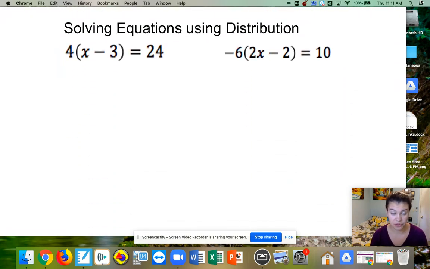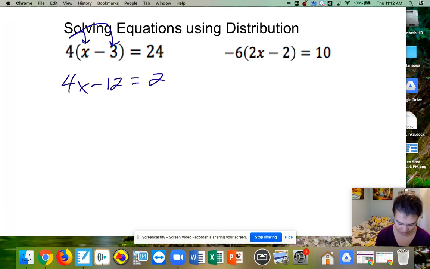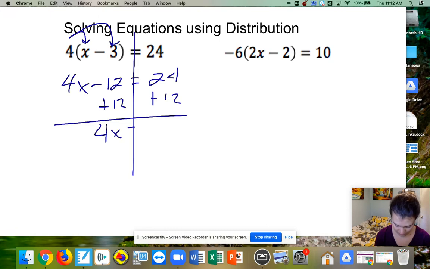Now we're going to solve the distribution. So same idea as solving before, but before we can do anything, we have to distribute the number in. So you're going to start by taking the 4 and distributing it to both your numbers. So you'll get 4x minus 12 equals 24. And then solve like normal. So add 12 to both sides. 4x equals 36. Divide by 4 on both sides. And x will equal 9.